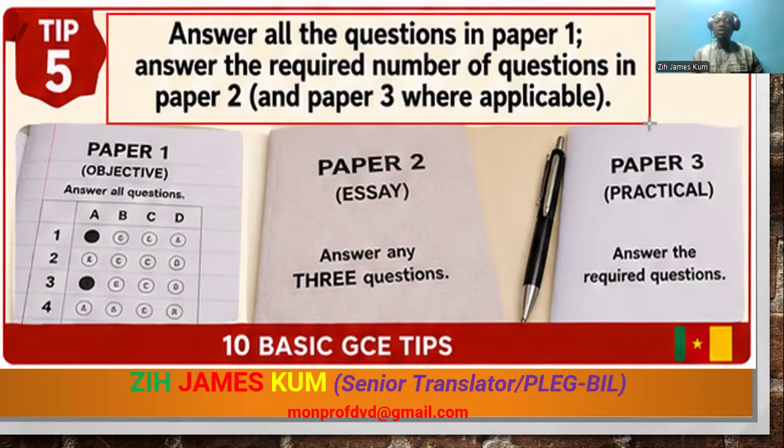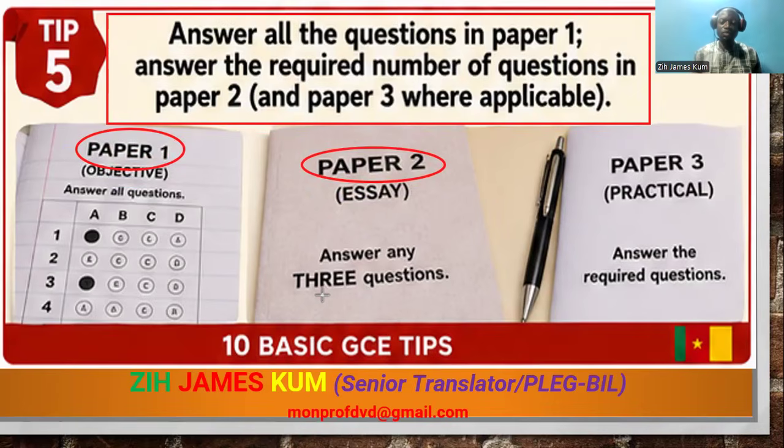It is paper 1 that you have to answer all the questions. There are other papers like paper 2 or paper 3 where you may not answer all the questions, depending on the instructions, of course. So if the instructions indicate that you should answer all the questions, you should answer, but if the instruction specifies that you should answer 3 questions, for example, as in this case, you should answer that required number of questions. Don't answer 4 when you are asked to answer 3.